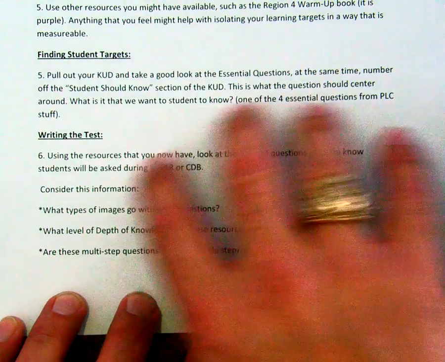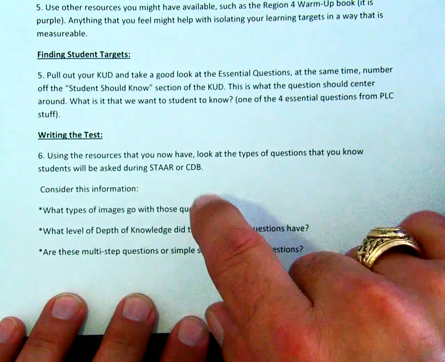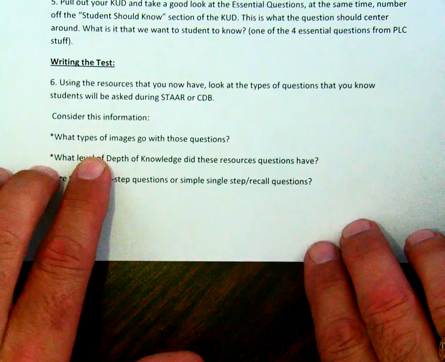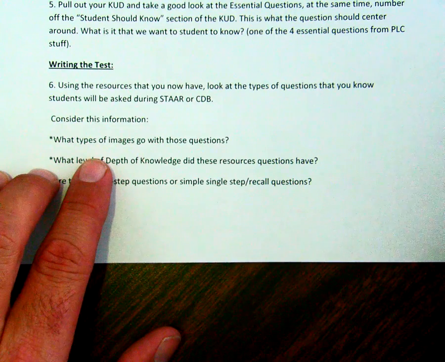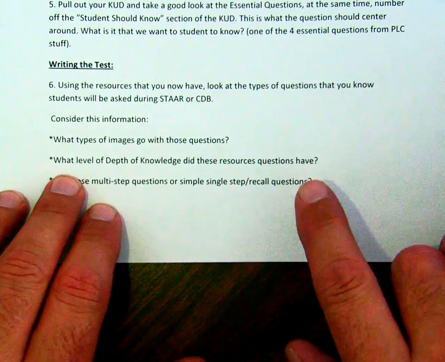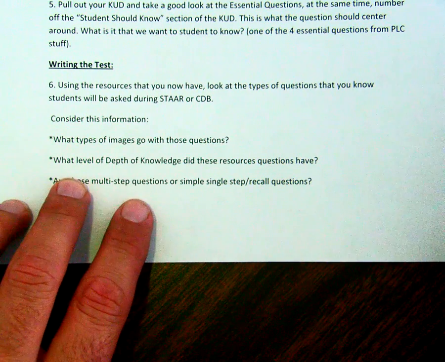When you have all of that stuff, ExamView, Lead Forward, other resources, your KUD, the students should know, you should be able to write a really quality test. Now, things that you want to consider: are there images that go with those questions? If so, are they charts, graphs, tables, infographics? You need to make sure you know those things, because it also is going to help with your dual coding piece. What level is the depth of knowledge for those resources?